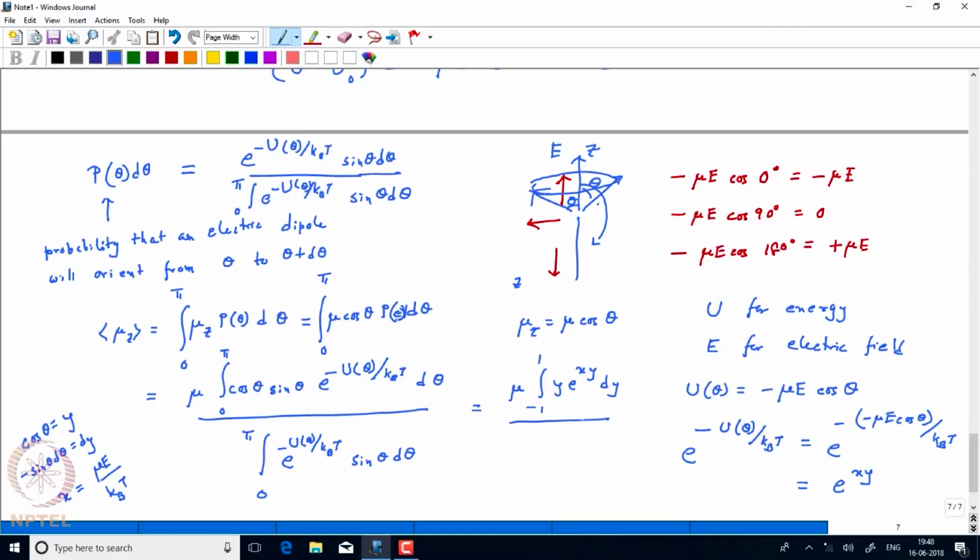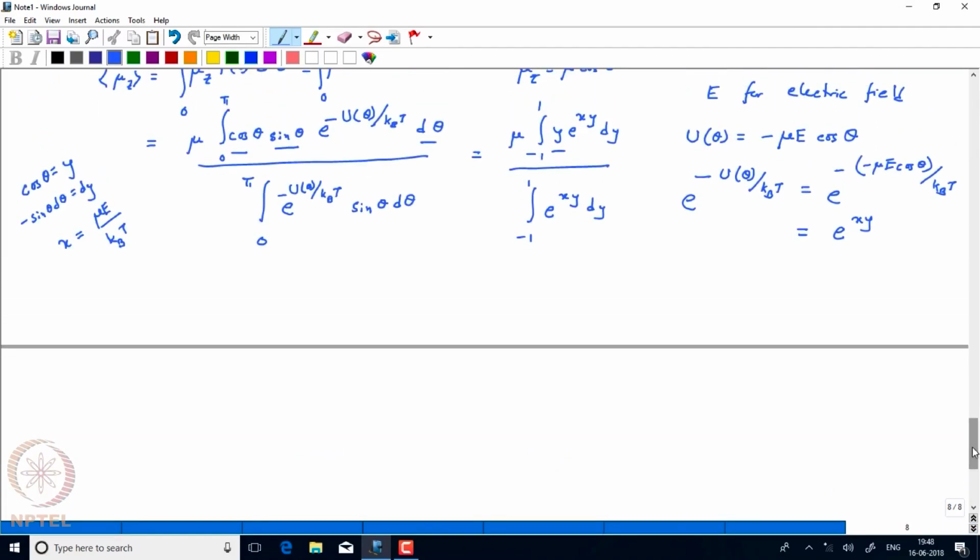Now we can make this substitution very easily, and you will figure out that the denominator will be the integral of e to the power xy dy, and in the numerator I will have y times e to the power xy, because sin theta d theta is basically dy with a minus sign, and those two minus signs in the numerator and the denominator will cancel out. But I also have a cos theta, and that's why I have a y here in the numerator.